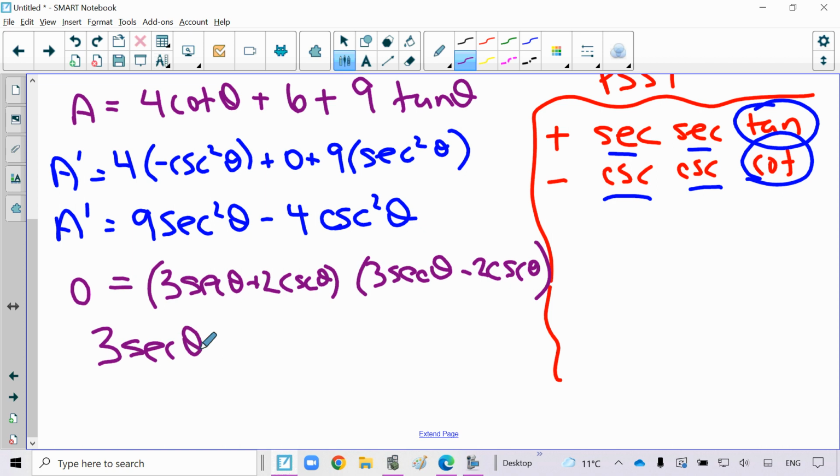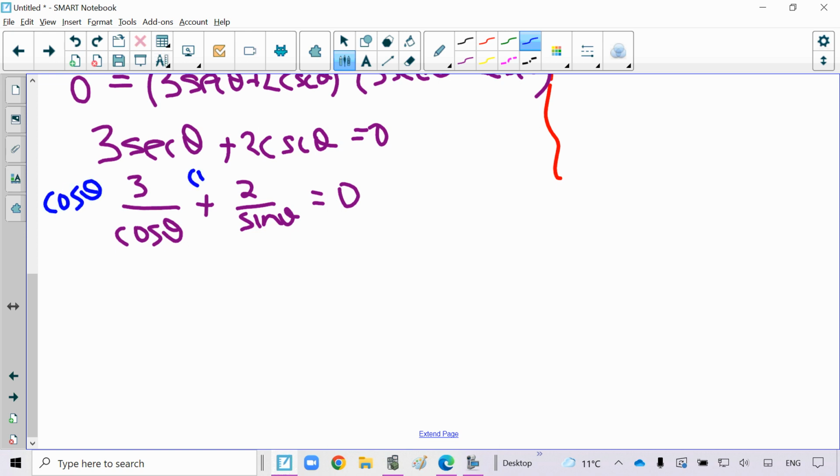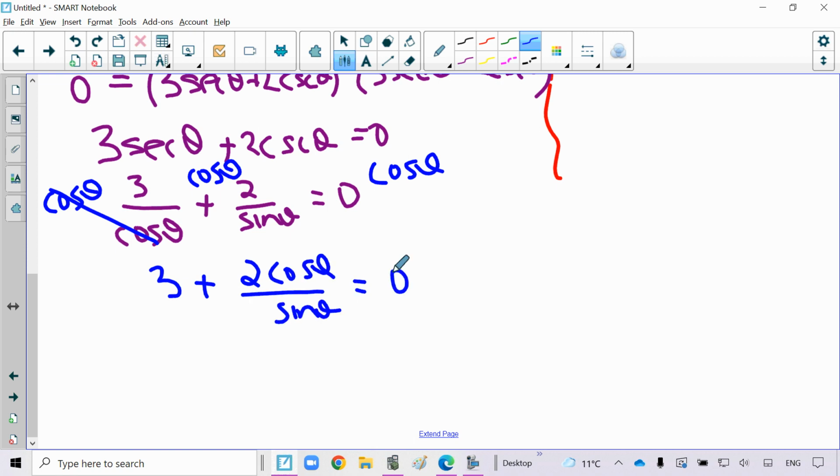This is a very involved question. So let's see what I want to do. Okay, secant is the same as 1 over cosine. Cosecant is the same as 1 over sine, equal to 0. Okay, I don't think this is a simple unit circle question. So I'm going to choose to get rid of one of my denominators. Doesn't matter which one. I'm going to multiply everything by cos. Okay, so that's gone. So I'm left with 3 plus 2 cos over sine equals 0.